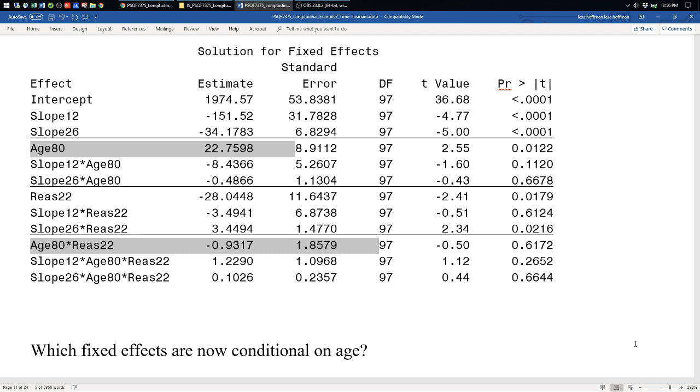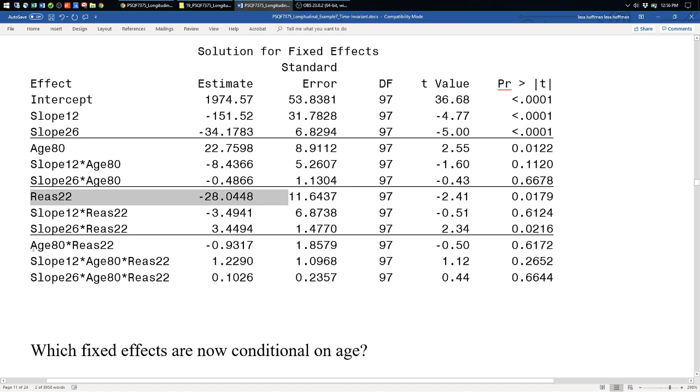How about if we go the other way? Reasoning effect is for an 80-year-old. What happens to it in older people? Stronger, more negative. So yeah, you can't just look at the sign of the interaction and know what it's doing. It has to be related to the main effect. A negative interaction can make a negative main effect stronger, or it can make a positive main effect weaker.